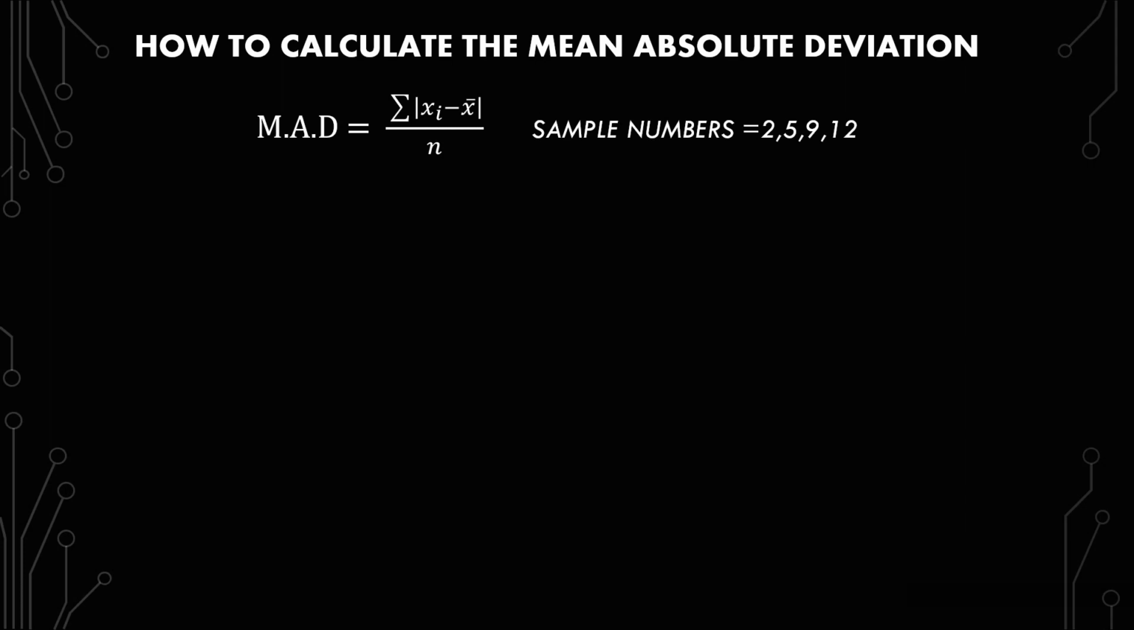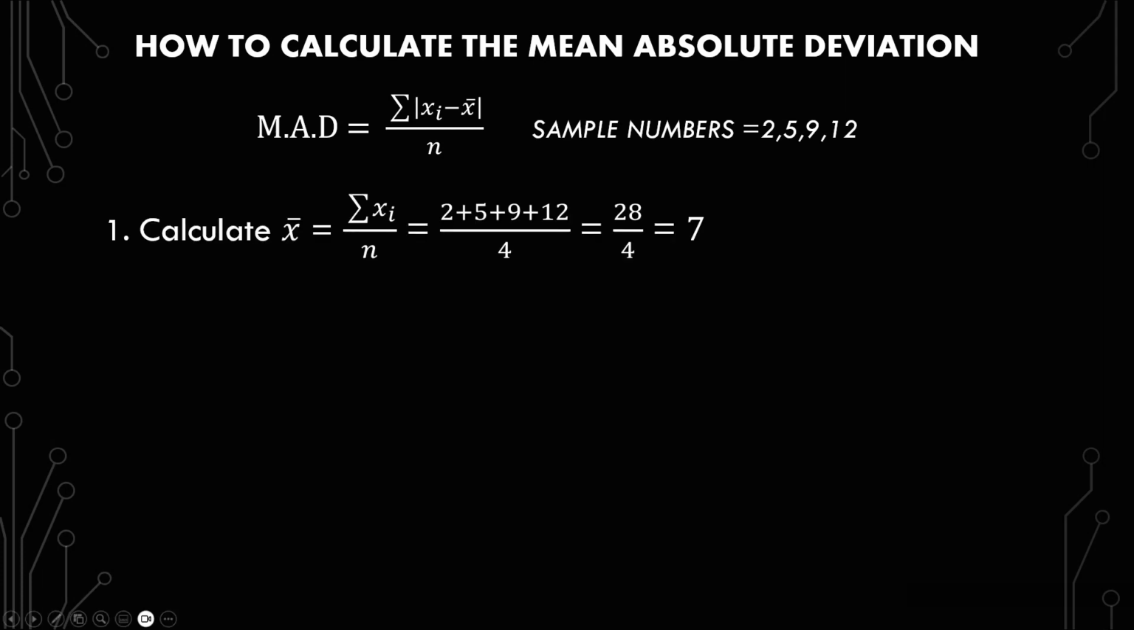I'm going to walk through how to do it in 3 steps. Let's get into step 1. Step 1, calculate the average. So we have the summation of all the numbers divided by how many numbers we have. 2 plus 5 plus 9 plus 12 divided by 4 gives us 28 over 4, or 7.